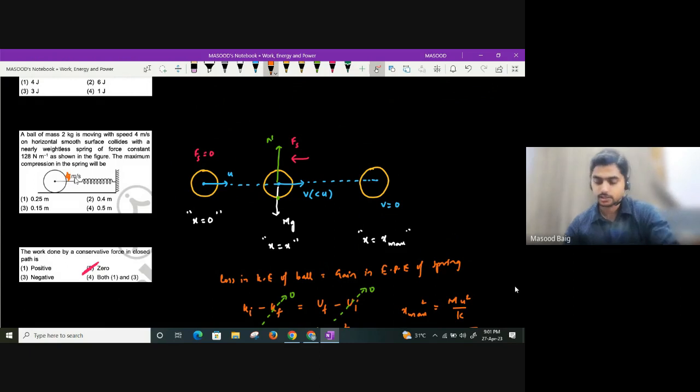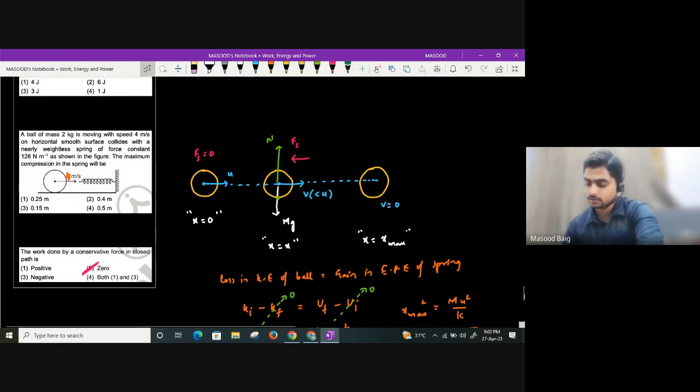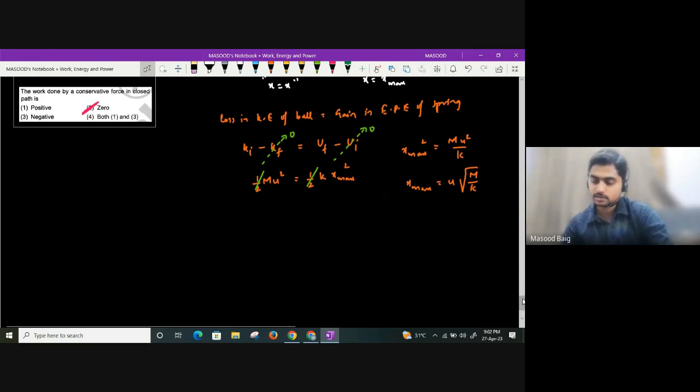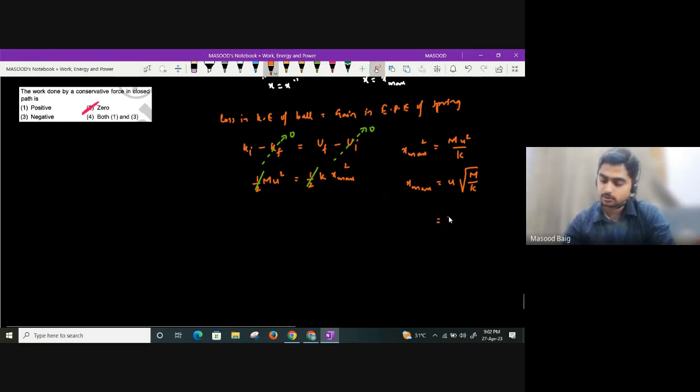Mass is given as 2 kg and 128 is the spring constant. What we can consider here, the maximum compression in the spring will be equal to u, whose value is 4 meter per second. Mass is given as 2 kg. Spring constant is 128. We can write it as 4 into root over 1 by 64, which will be 4 by 8. 0.5 meters will be the maximum compression in this spring.